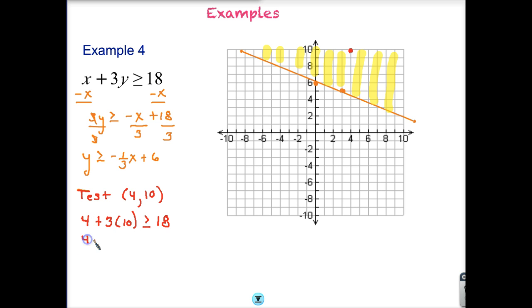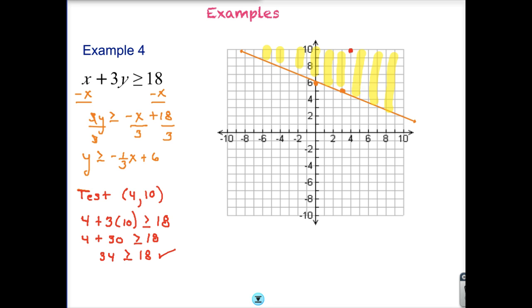Well, this gets me 4 plus 30, and I'm pretty sure that 4 plus 30, which is 34, is in fact greater than or equal to 18. This is a true statement, and that test point is accurate, which means I shaded in the correct location.